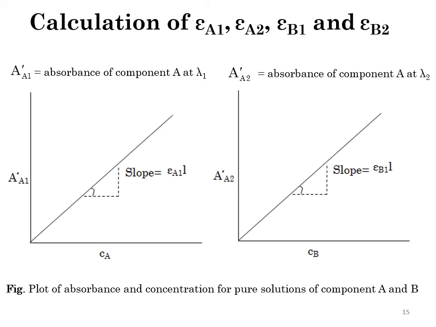The value of epsilon B1 can be calculated by plotting the absorbance of component B at lambda 1 against the concentration of component B. The slope of this plot will give the value of epsilon B1 into L. The value of L is 1 in this case, so slope will be equal to epsilon B1. For the calculation of epsilon B2, we need to plot the absorbance of component B at lambda 2 against the concentration of component B. The slope of that graph will give the value of epsilon B2.